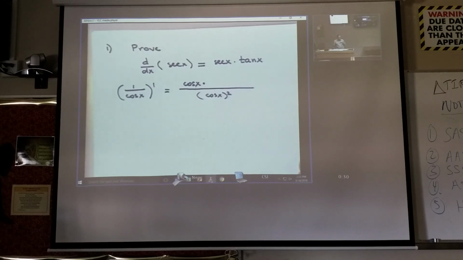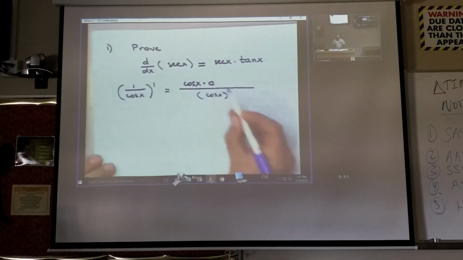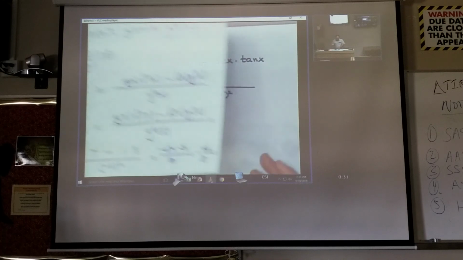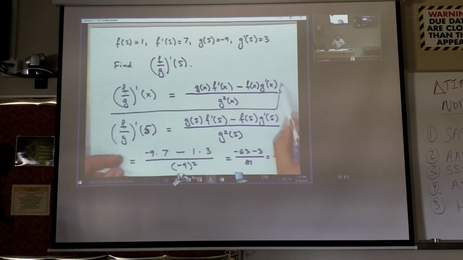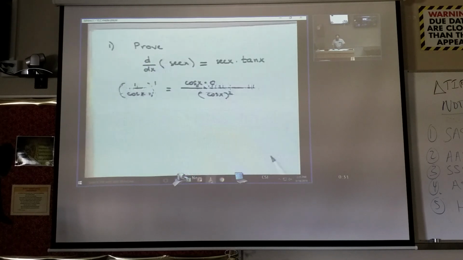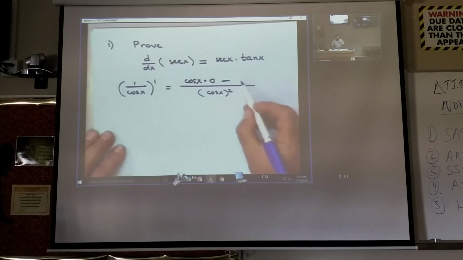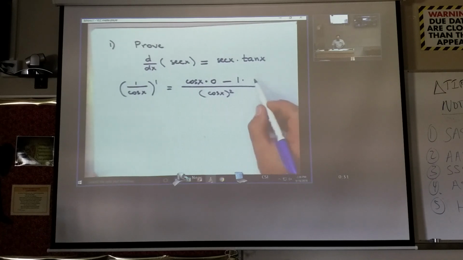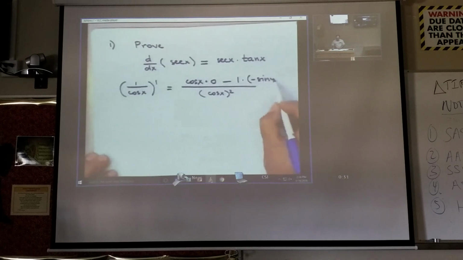0. Okay, so the derivative of 1 is 0. So times 0, again, according to the rule, if you look back, for example, at this formula right here, f prime, that's the top one, minus, then what? 1 times cosine x prime. Okay, and cosine of x prime is negative sine of x. Alright, so we're done with the derivative.